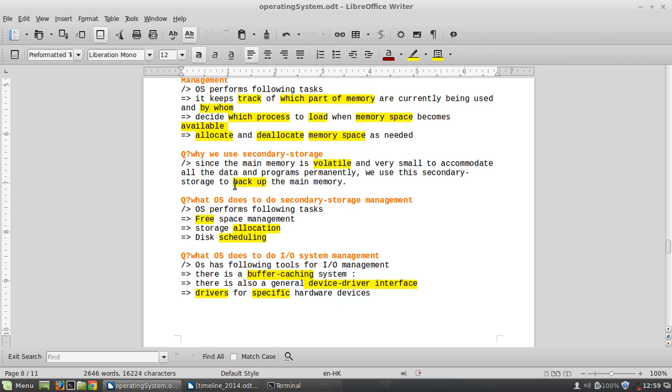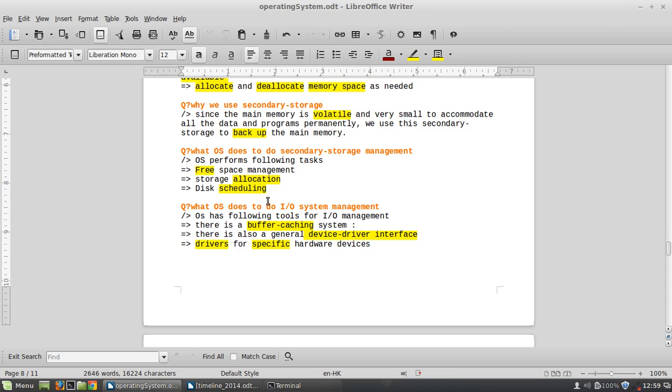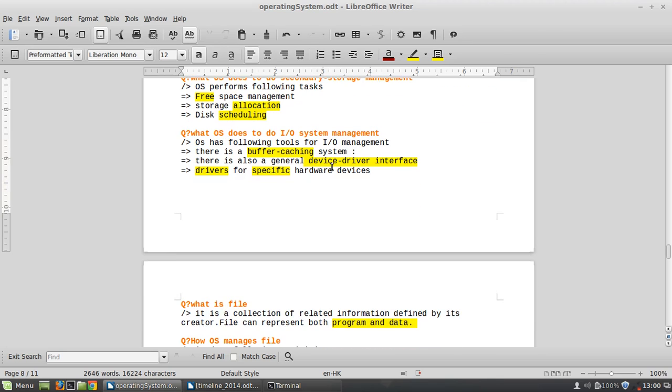So how does the operating system manage these secondary storage devices? It performs the following tasks while handling secondary storage: it frees the space, it allocates the storage, and it performs disk scheduling. This kind of activity is done to manage the secondary storage.